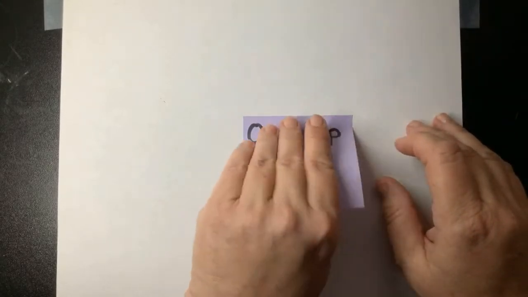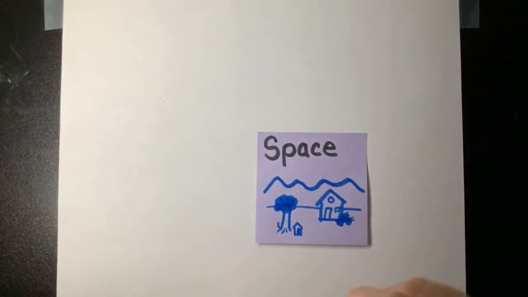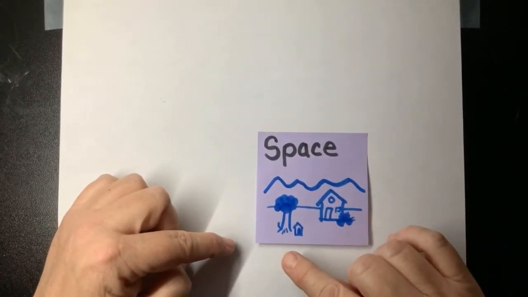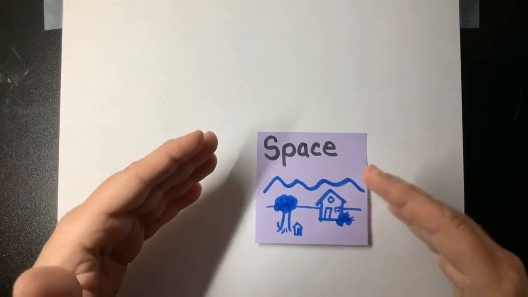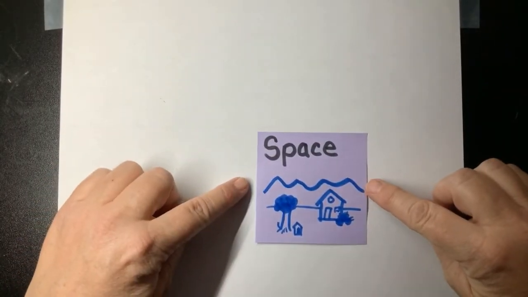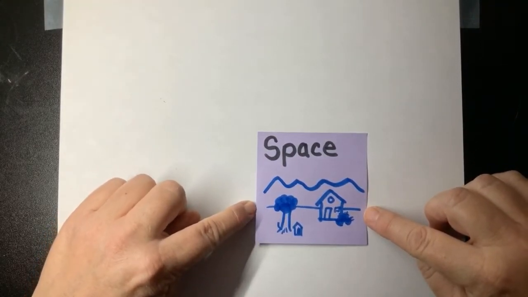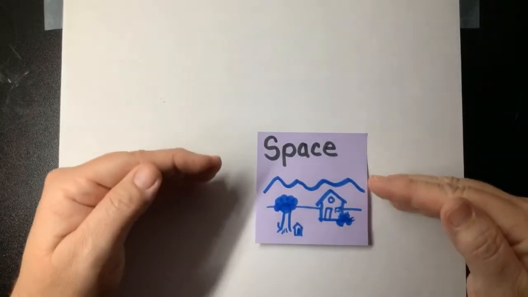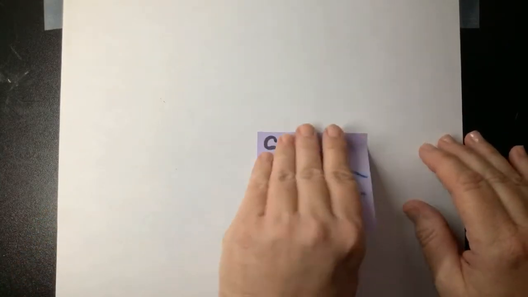That's overlap. And the last thing I'm going to talk about is space. And when I say space, I'm not talking about outer space. I'm talking about the space inside of our drawings and how we create depth by using space. In this picture, you can see the mountains are in the background, the house is in the middle ground, and the tree is in the foreground along with the doghouse. It gives this illusion of space and depth in our drawings.